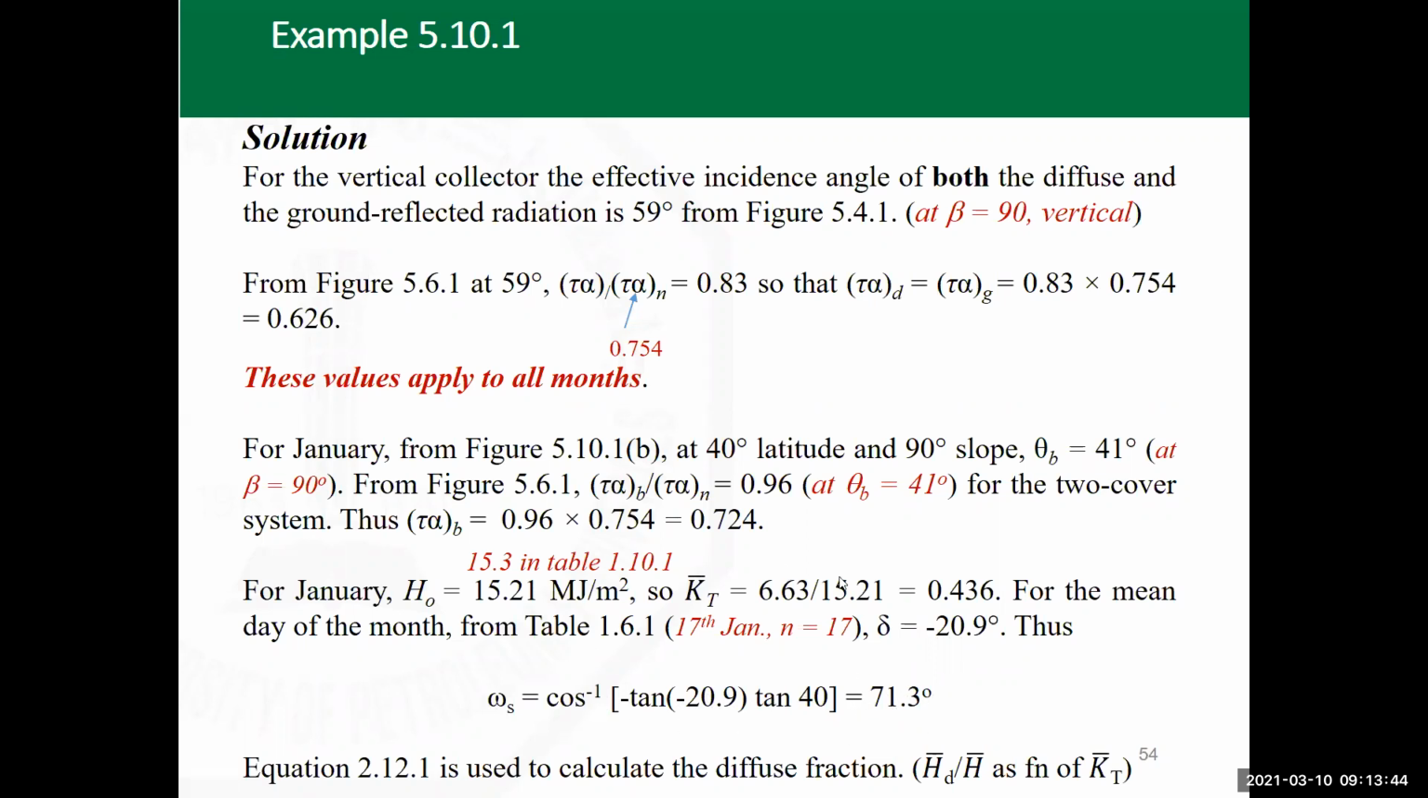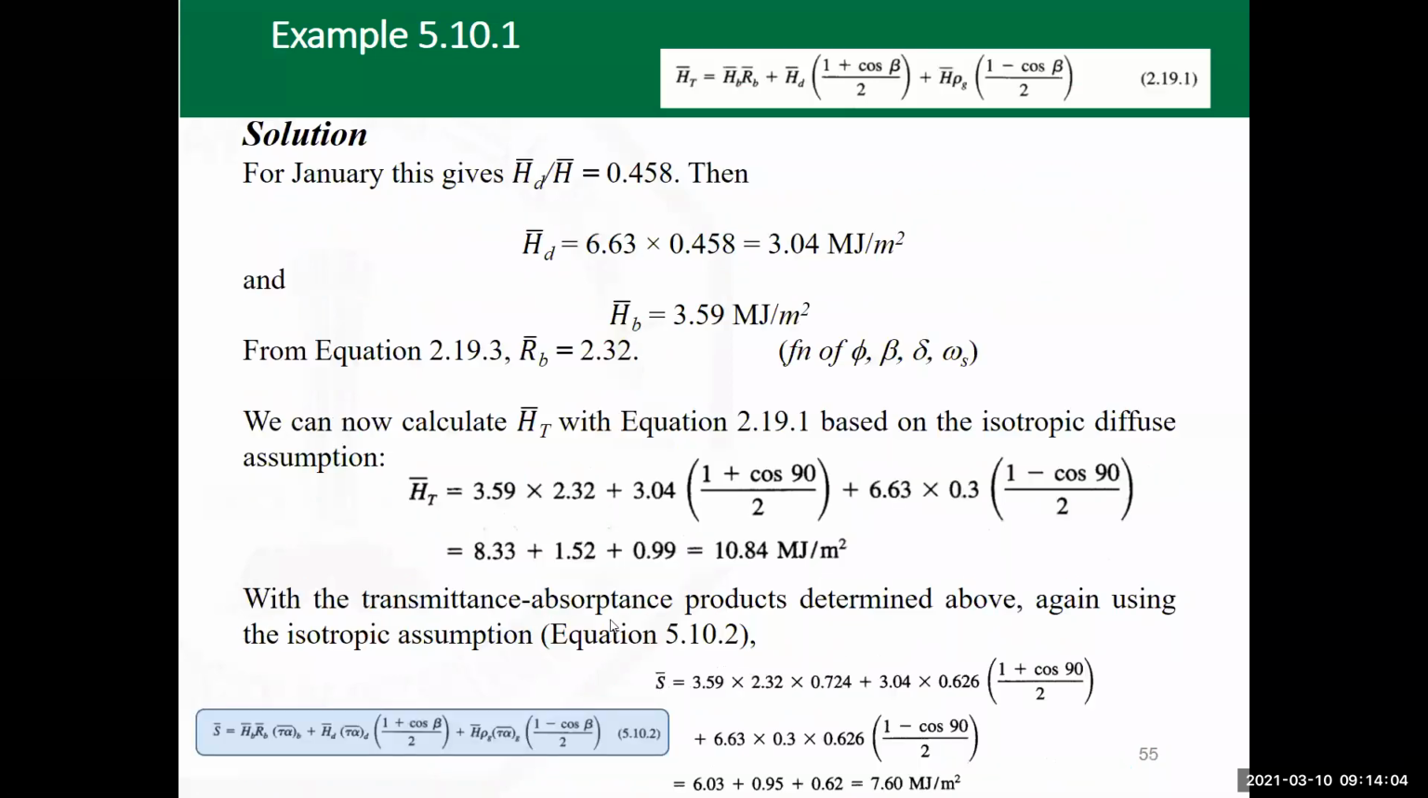Why are we doing this kind of calculation? Because we need to use these expressions in calculating HD over H, the ratio of diffuse radiation to total radiation. We need to see how much diffuse radiation is falling here, and this value is given as a function of KT.